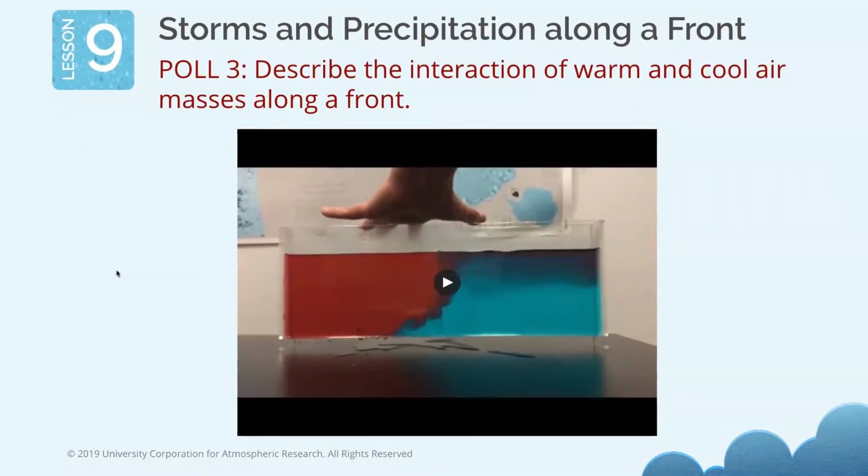All right, so the correct selection was that the cold air mass spreads out along the surface, forcing the warm air mass to rise. This is included in the curriculum as a video, but we encourage you to actually do this demonstration with students in your classroom if you have a plastic tank that you can do this kind of activity with.